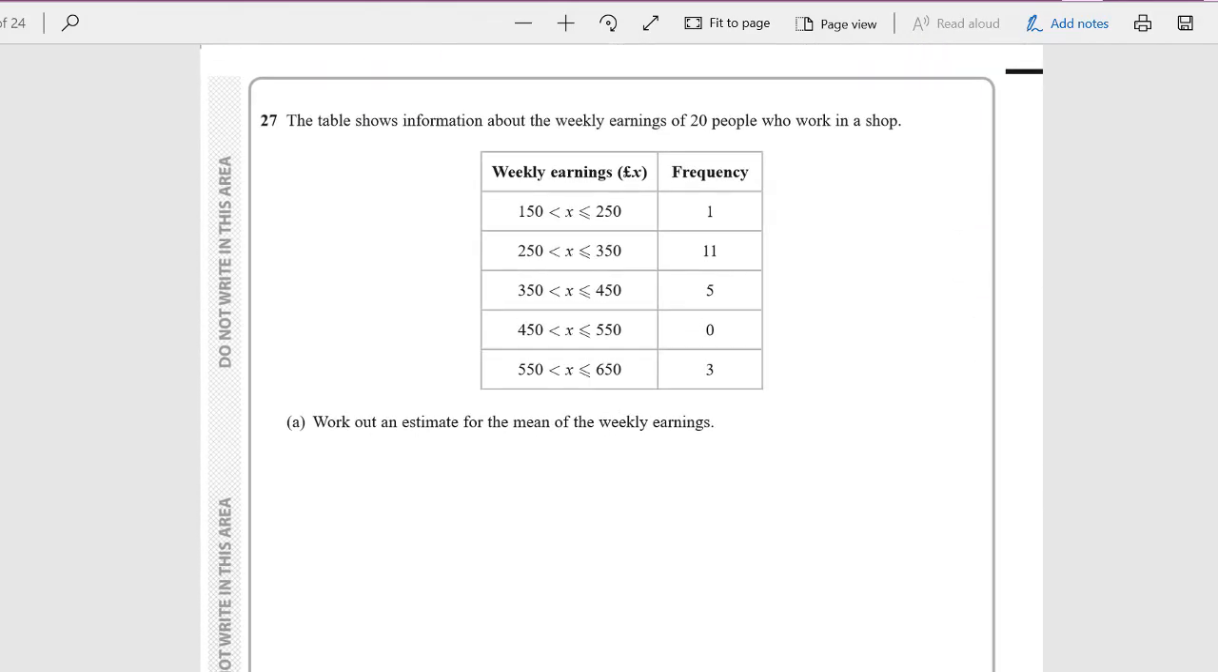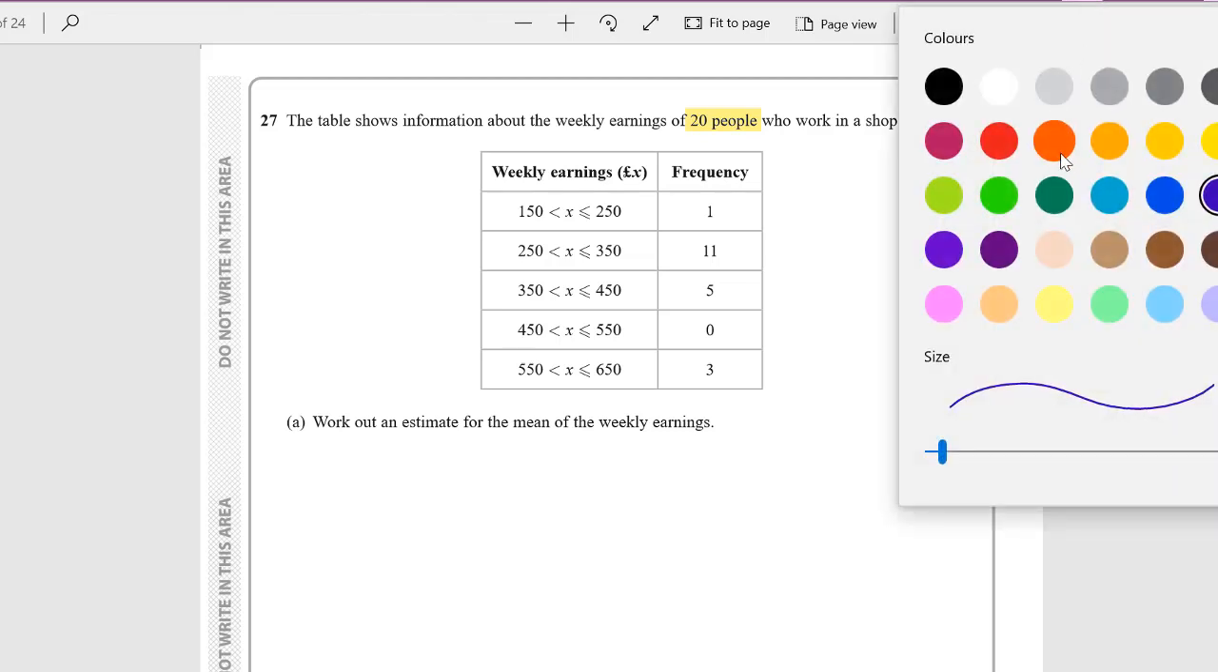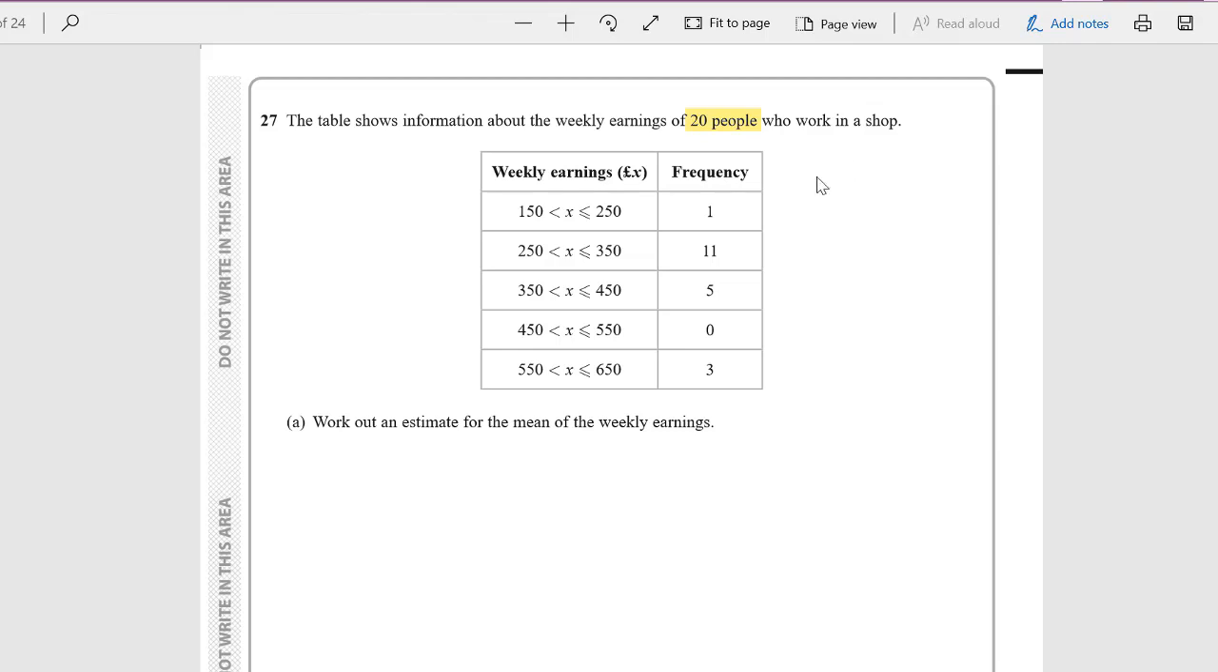Right, 27. It says the table shows information about the weekly earnings of 20 people who work in a shop. So when you get towards the last set of questions, which are arguably harder, one of the things that's good to do is just highlight some of the important elements that you really need to consider. So we'll just highlight 20 people. These are the weekly earnings in pounds, and this is the frequency. This means this is how many people earn this weekly earning, okay, in pounds.